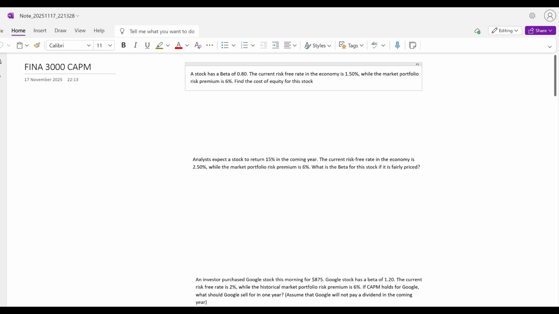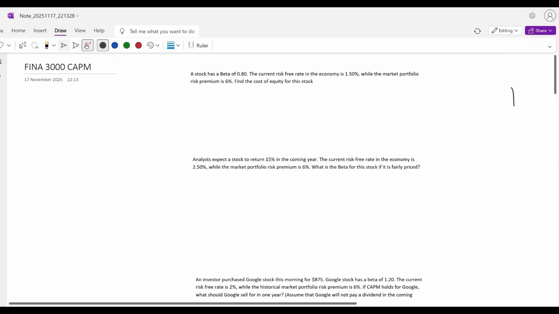So first, a stock has a beta of 0.8. The current risk-free rate in the economy is 1.5%, while the market portfolio risk premium is 6%. Find the cost of equity for this stock. So let me bring this over to draw mode, make sure that works. All right, sweet. So first off, what is the cost of equity?